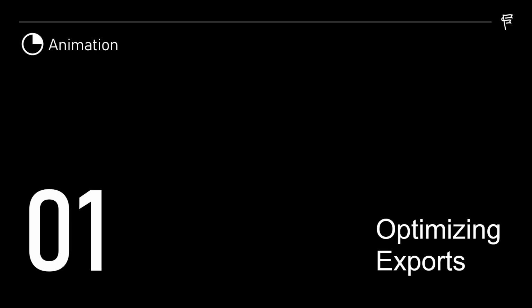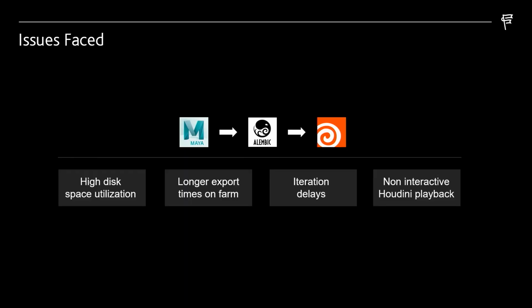Okay, so optimizing animation export. This is the problem that we were facing. We were using Alembic as our primary format for data exchange. We didn't have a USD pipeline at that time. We had a pipeline, but it was not 100% there for us to start using it on a show which was short-lived. We had tight deadlines.